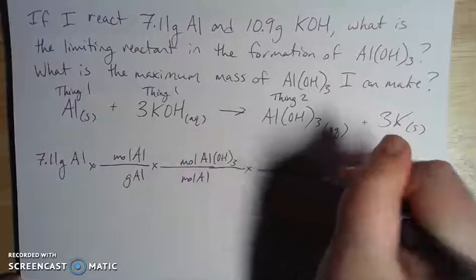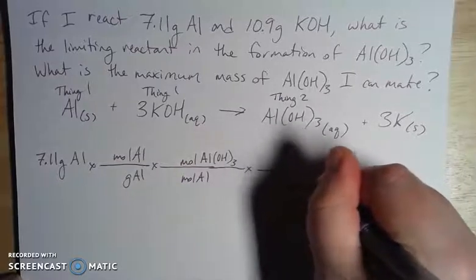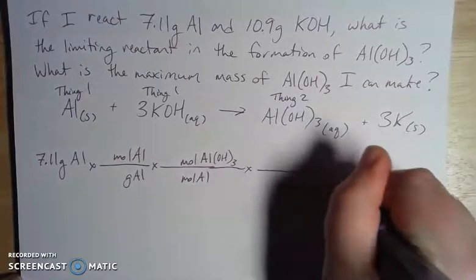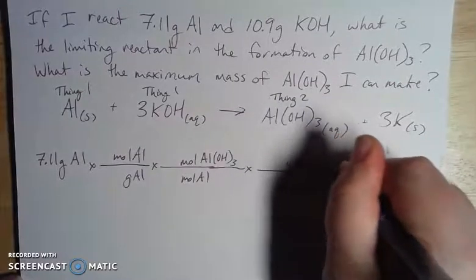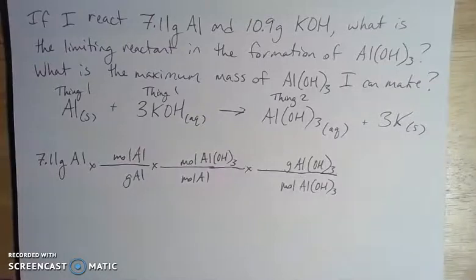And then I'm going from moles to grams. So I'm going from moles of aluminum hydroxide, that's my thing two, to grams of aluminum hydroxide, because that's going to give me a maximum mass potentially for how much I can produce. Okay, so there's my setup there.